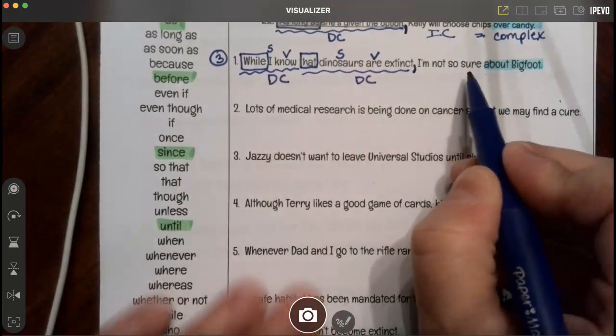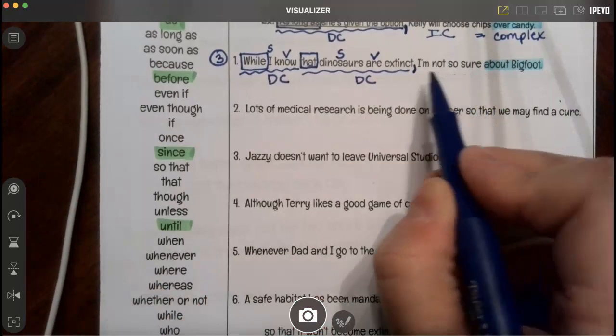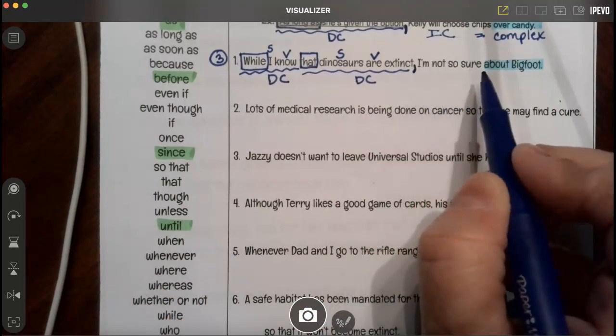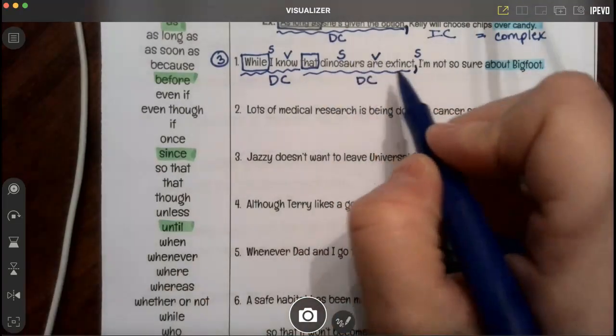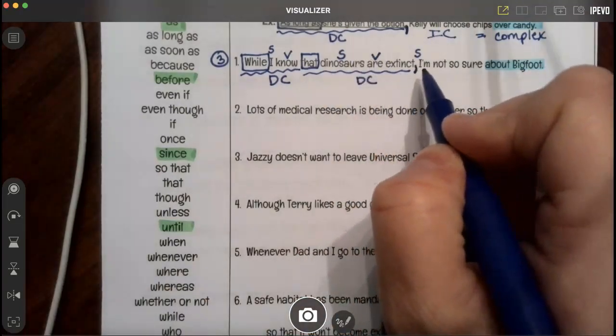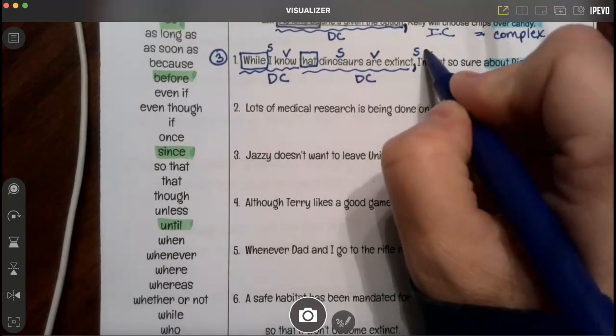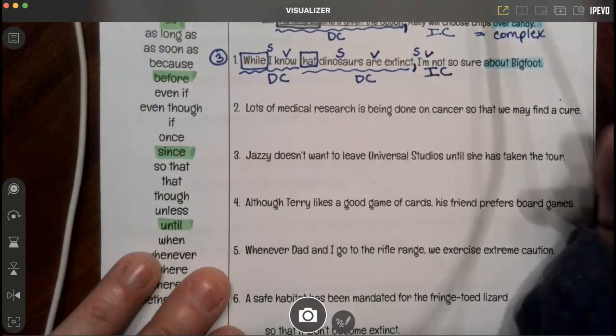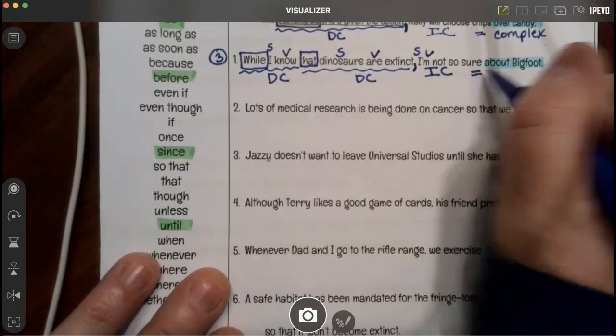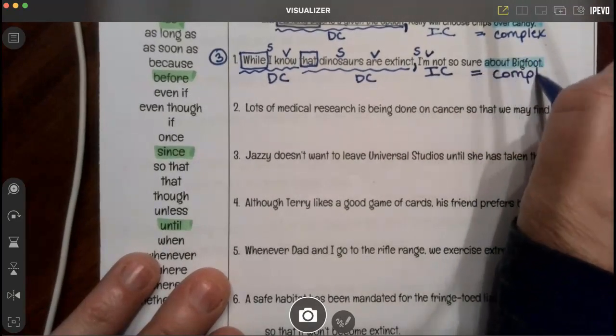That means I've got to have an independent clause to make a sentence. I'm not so sure. I am the subject, and it's connected in a contraction, I am. So that together is my subject and verb. So that's my independent clause. And a dependent clause plus an independent clause is a complex sentence.